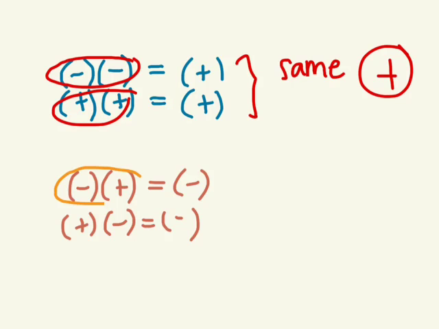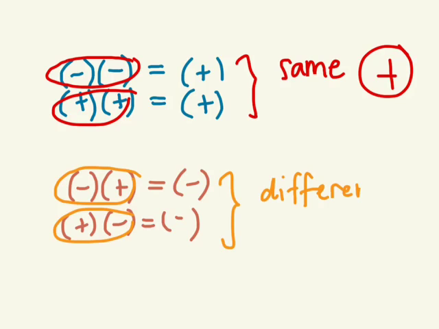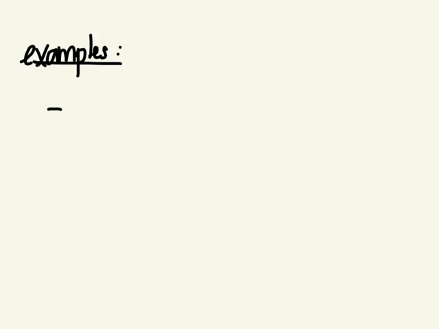What about the second example? Are the 2 signs the same or different? When the 2 signs are different, the answer will always be? Negative. Good. Negative 2 times positive 3, what will the answer be? A negative times a positive equals a negative. 2 times 3.